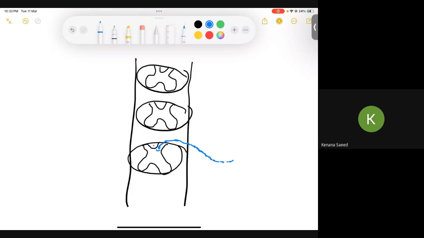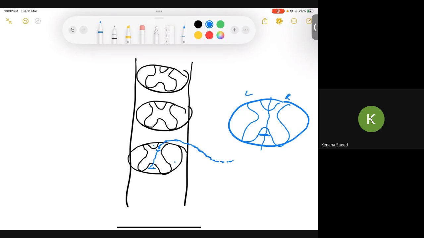Once the information is laid here, what happens? This second order neuron is going to travel like that. It's your anterior commissure, right? Because these white matter fibers are connecting the right side of the spinal cord with the left side. For example, this is the white matter. So this part of white matter is basically connecting the right side to the left side, right?